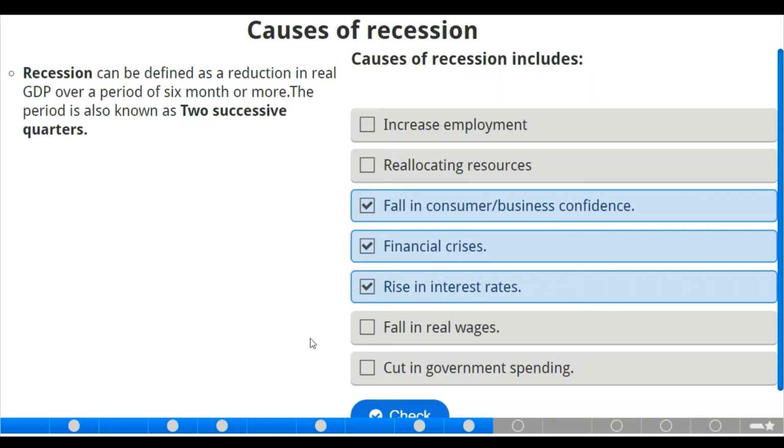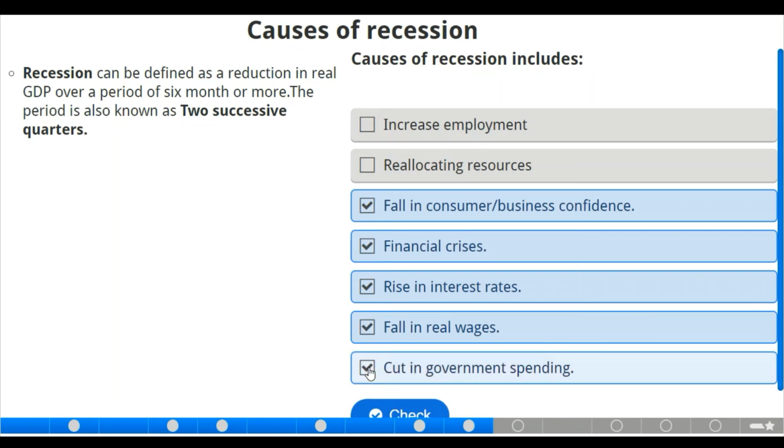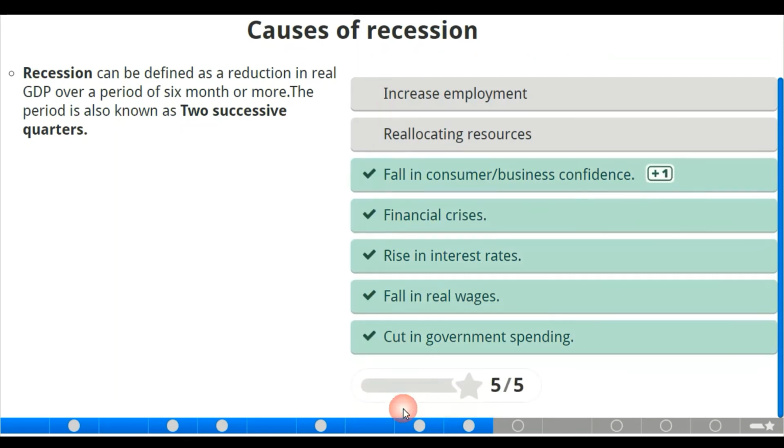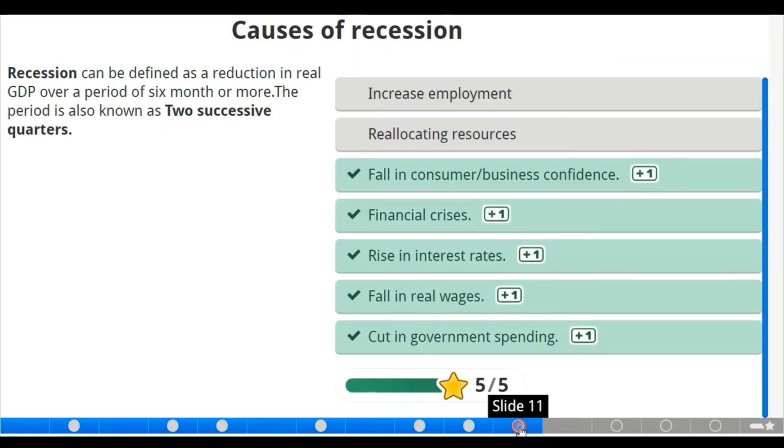Now we also have the fall in real wages. Of course, reduction in wages in line with inflation, we also call deflation. Now we have the cutting of government spending. Of course, when government cuts spending, demand will also fall. Those are the causes of recession. Now let us check. We are good to go. Now we move to the next slide.